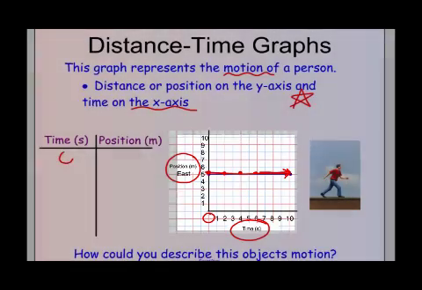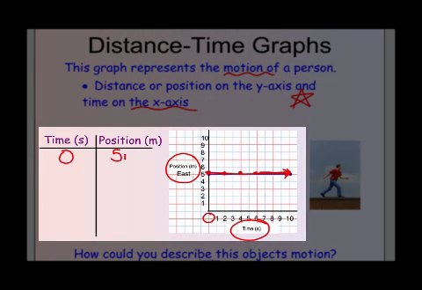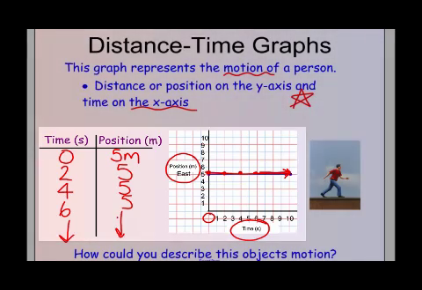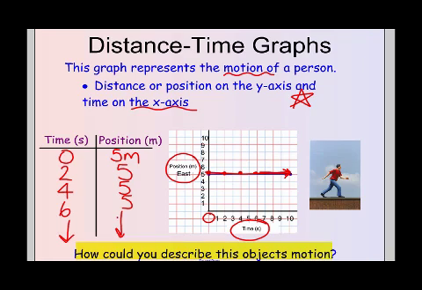So I could fill this in. At a time of 0, the position is 5 meters. At a time of 2, the position is still 5. At a time of 4, it's 5, 6 is 5, and the trend just continues. So at the bottom here, the question, how could you describe this object's motion? Well, is this object really moving? If I have an object that's just staying at 5 meters the whole entire time, the answer would be no. So I could say it's at rest, or it's stopped, or it's not moving, something like that.